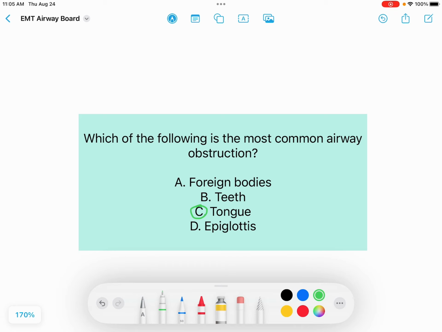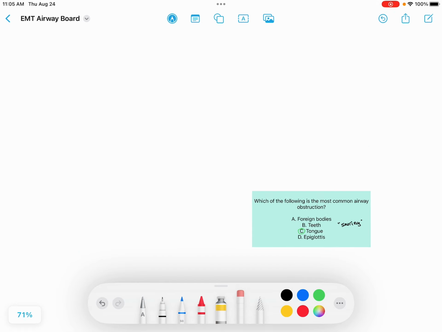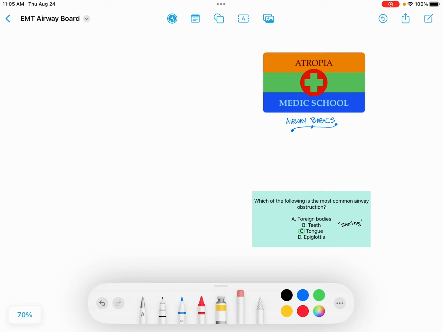Not necessarily a full airway obstruction, but when you hear the words snoring respirations, we know that the tongue is creating some problems. Again, not necessarily complete airway obstruction, but in a lot of situations, this can certainly make things more difficult. All right, let's move on to the next question.